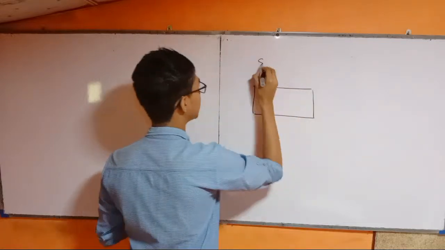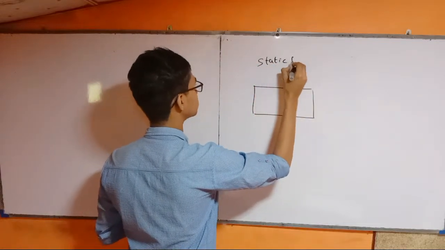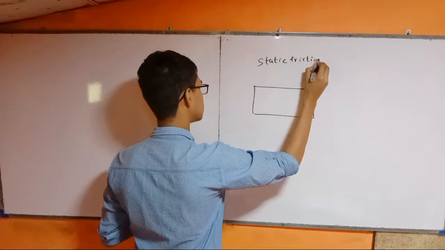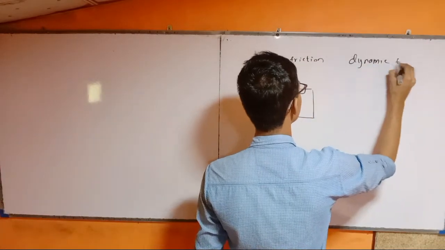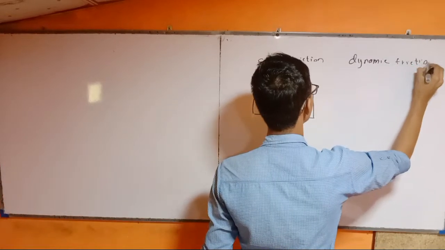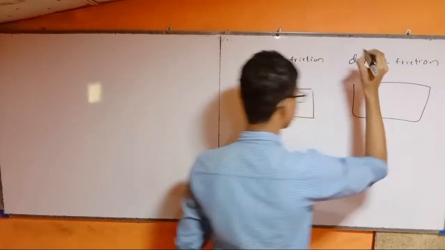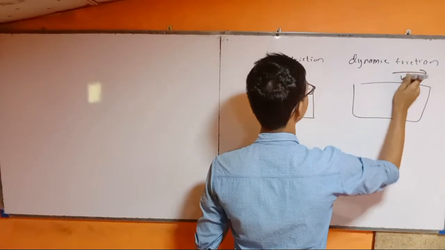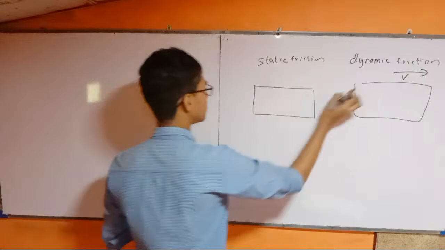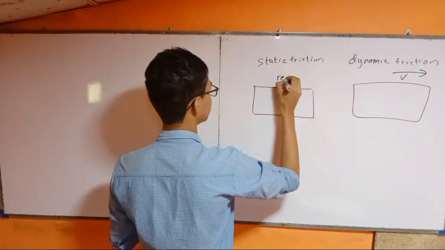There is static friction. Then there is dynamic friction. In dynamic friction, the object is moving. And in static friction, the object is at rest.